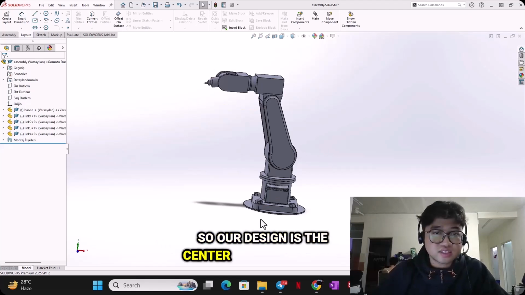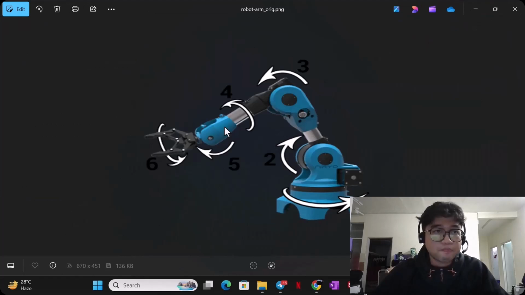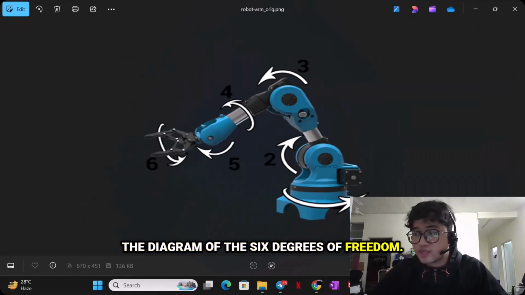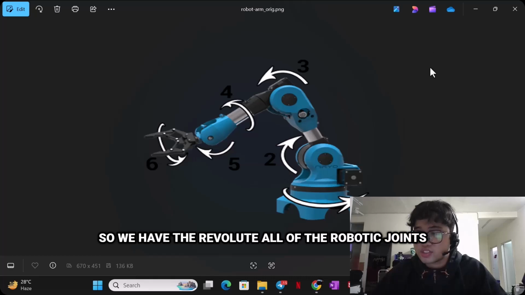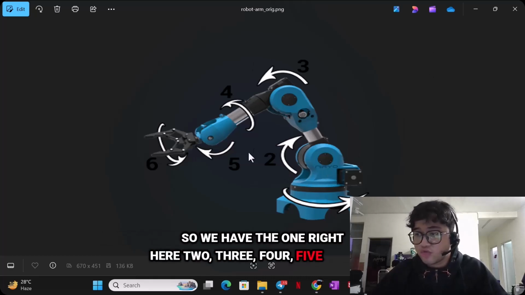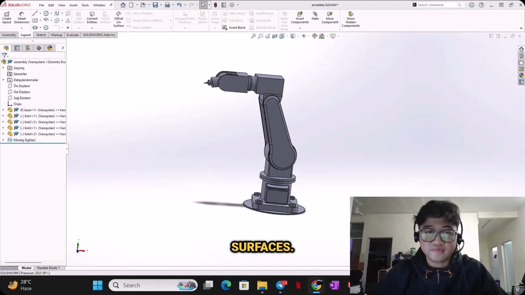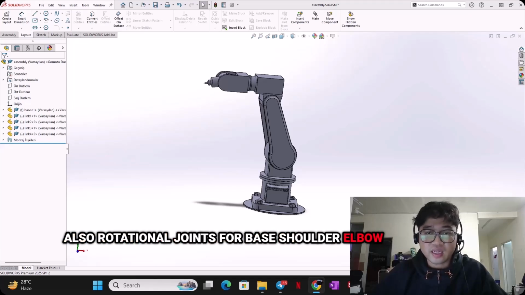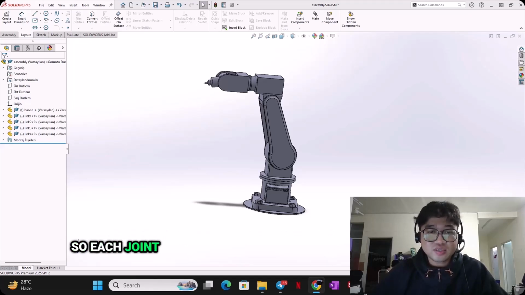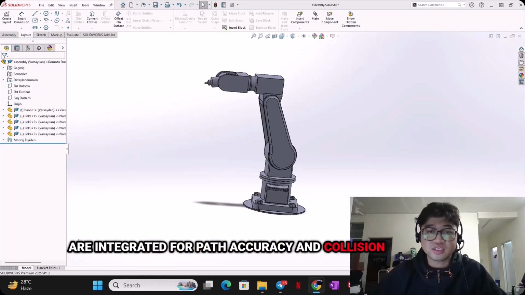Our design is a centered robot work cell, which has 6 degrees of freedom. For better visualization, here is the diagram of the 6 degrees of freedom. All of the robotic joints are revolute, not prismatic. So we have revolute joint 1 here, 2, 3, 4, 5, and 6. This allows flexible movement to cover all car surfaces, with rotational joints for base, shoulder, elbow, wrist pitch, and wrist roll. Each joint is powered by an electric servo motor for high precision, and proximity and position sensors are integrated for path accuracy and collision detection.